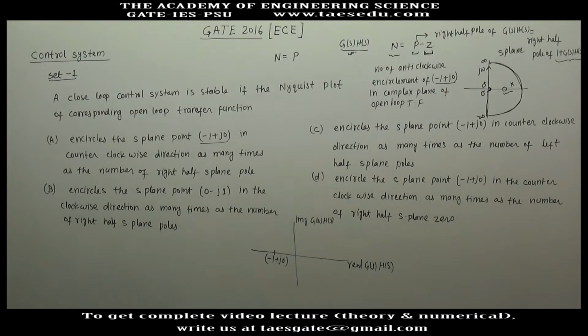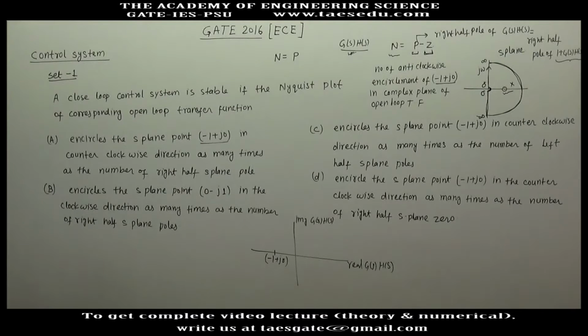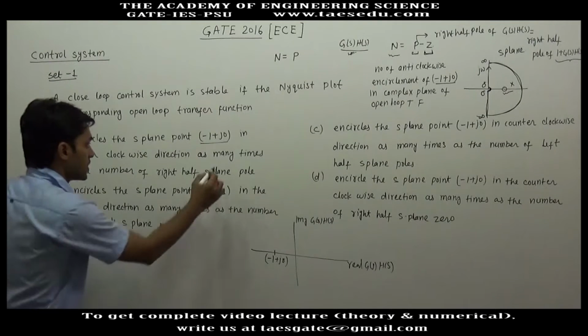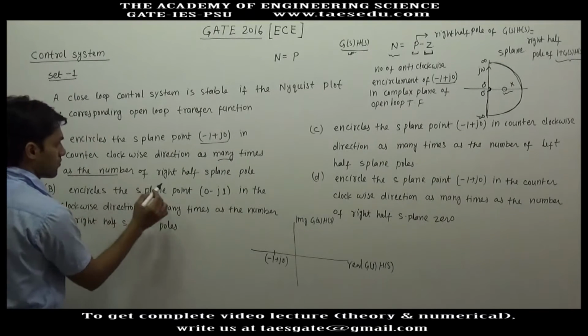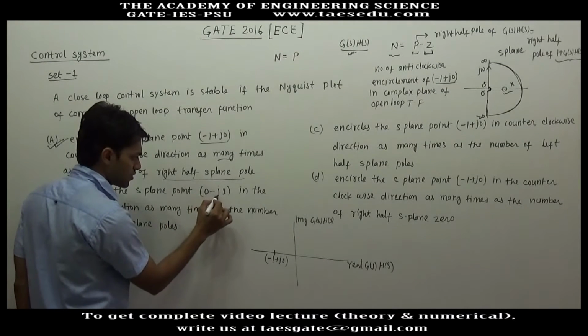So the Nyquist plot encircles the S plane point -1 plus J0 in the counterclockwise direction as many times as the number of right half S plane poles. So this option looks correct. In the second option, the point is given as 0 minus J1.